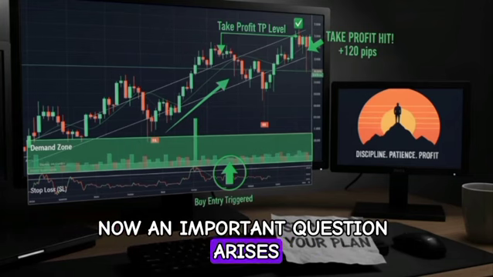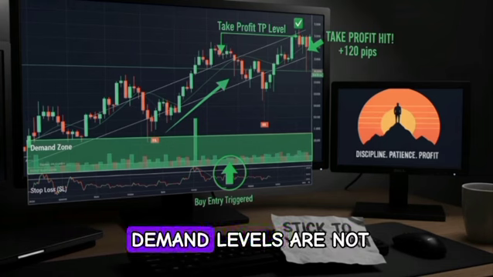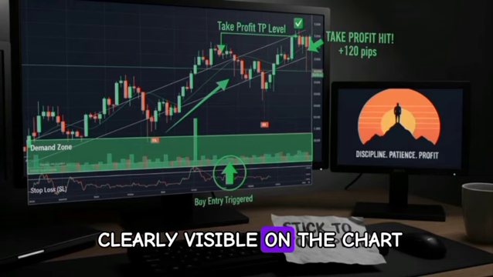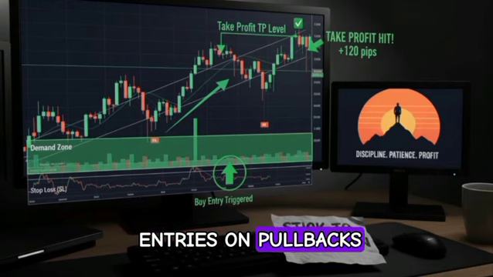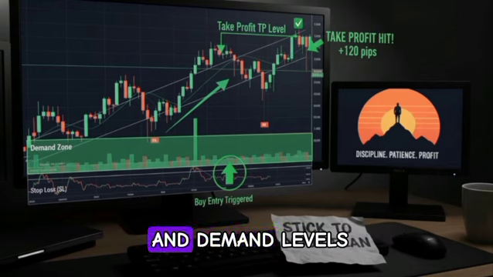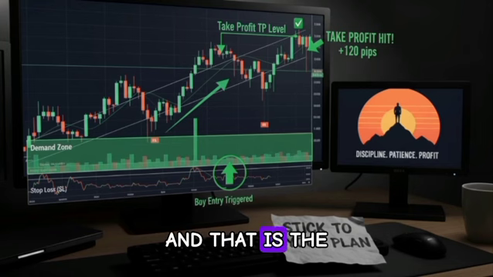Now, an important question arises. What if supply and demand levels are not clearly visible on the chart? There is another method I use to find entries on pullbacks without looking at supply and demand levels, and that is the Fibonacci retracement zone.